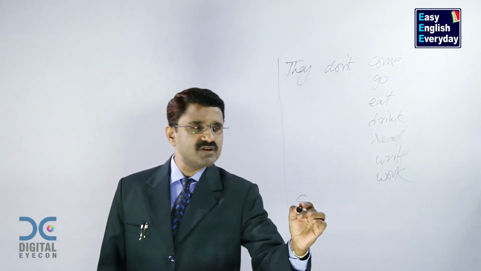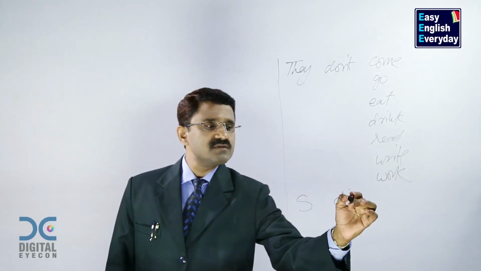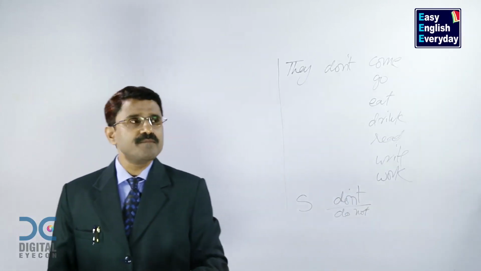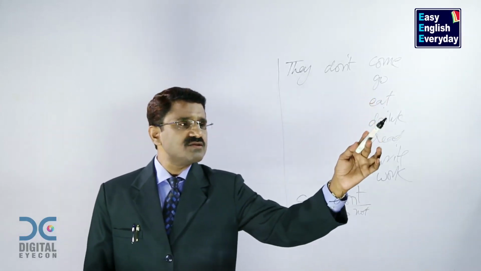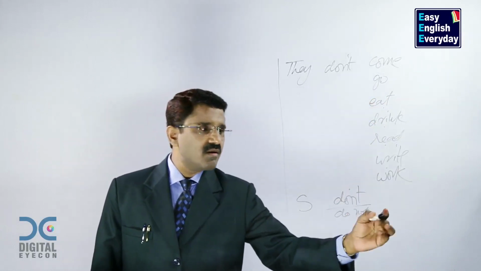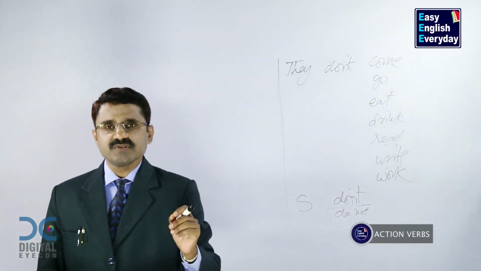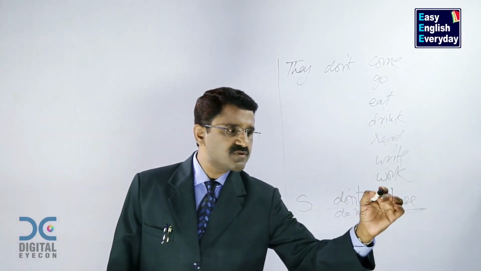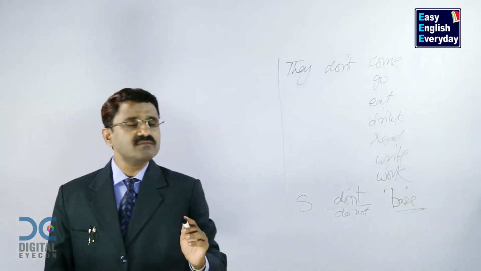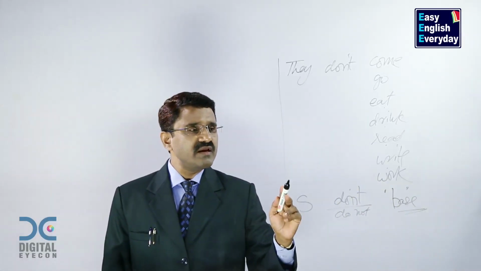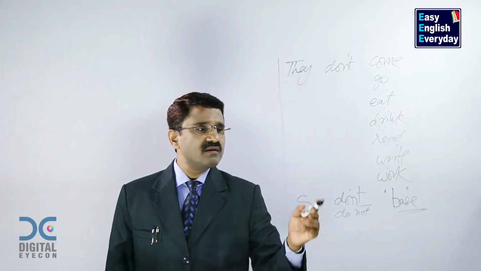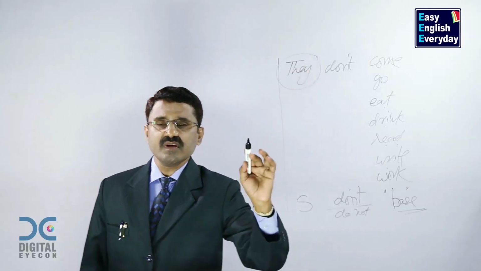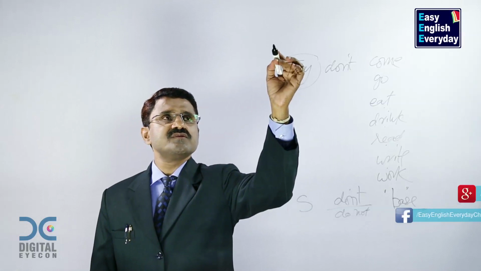What do you find in these sentences? This is the subject. This is don't. I am using it in a negative form. Don't or do not, it's the same. Come, go, eat, drink, read, write, work. All these are called action verbs. Which form? Base form. These are the base forms of the action verbs. They don't come, they don't go, they don't eat, they don't drink, they don't read, they don't write, they don't work.